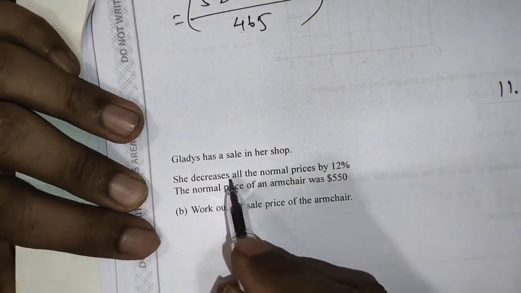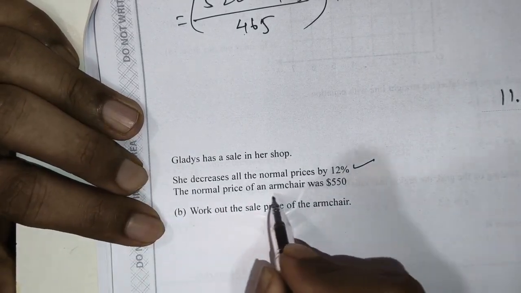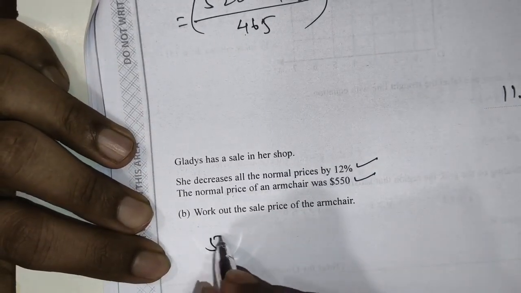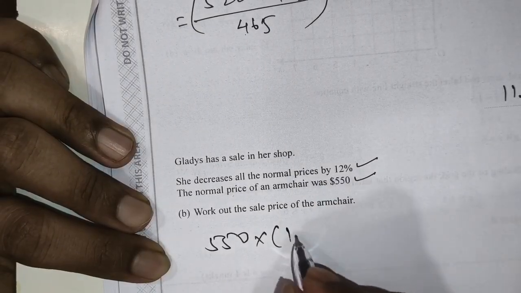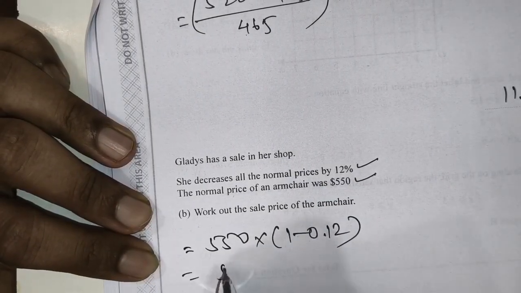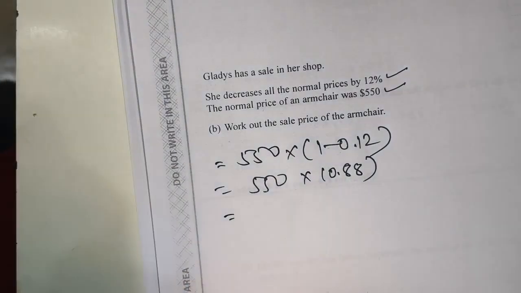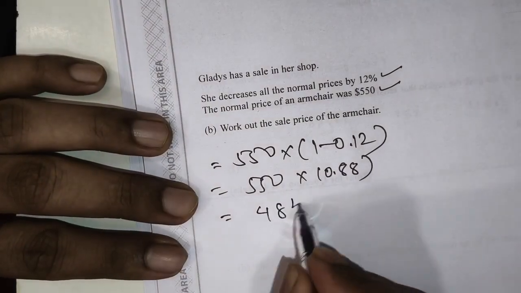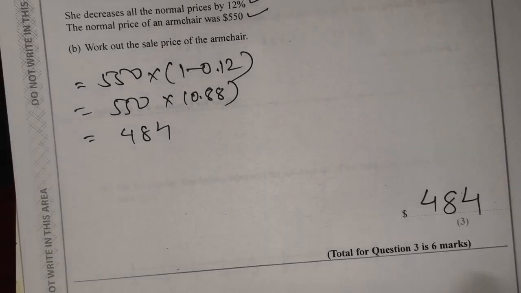Let's go to the next one. Gladys had a sale in her shop. She decreased all the normal prices by 12%. The normal price for the armchair was 550. Work out the sale price of the armchair. So this was the normal price which was decreased by 12%, right? So you will do 550 multiplied by 0.88, which is 484. So my answer is 484. Correct? Let's go ahead.